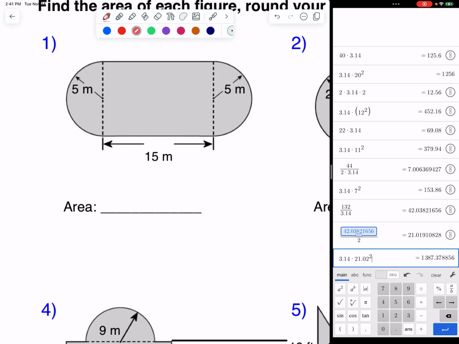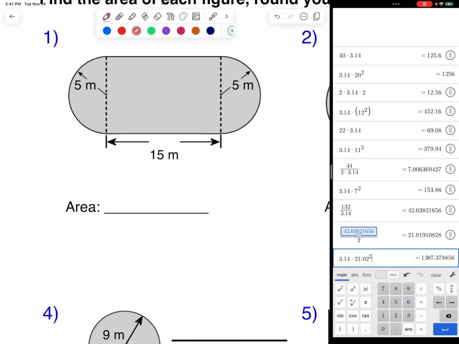So this first one, and we are not going to go through every single one of these. I'm going to say that right at the beginning. What I see in the first one is a shape that I don't have a formula for. I'm not even sure what I would call that thing.